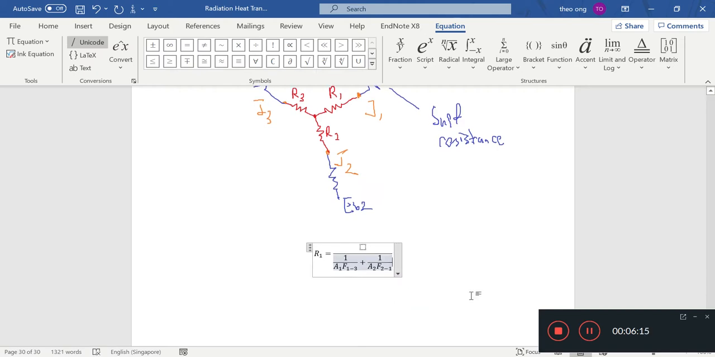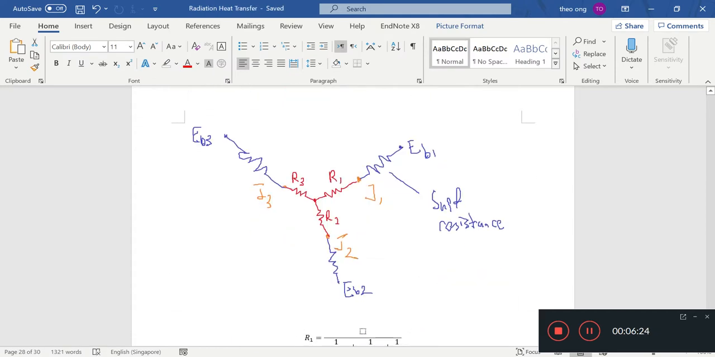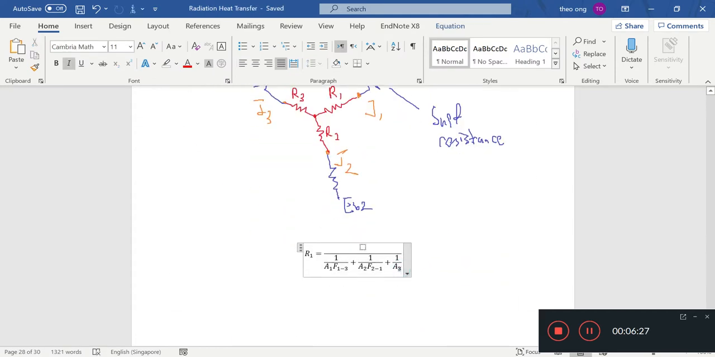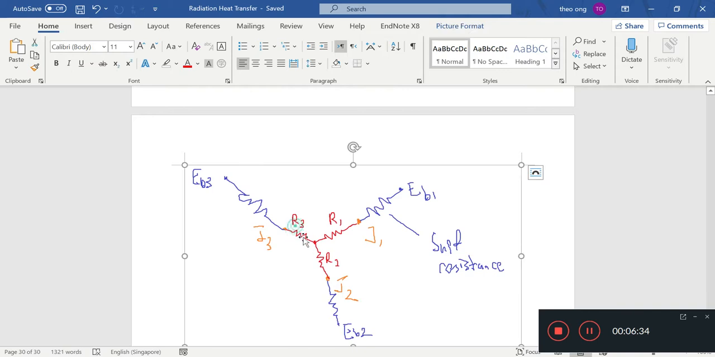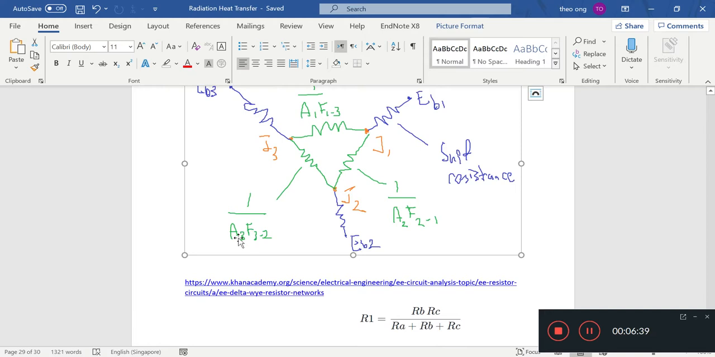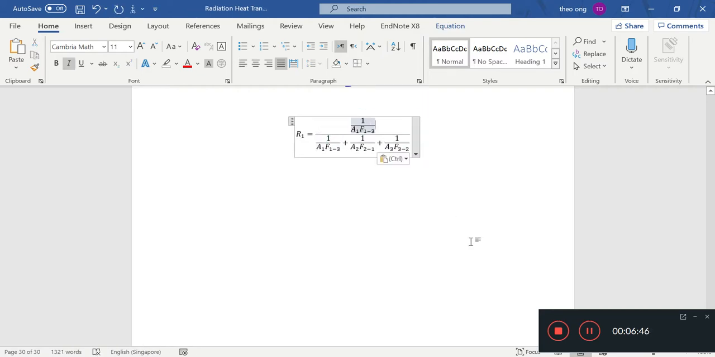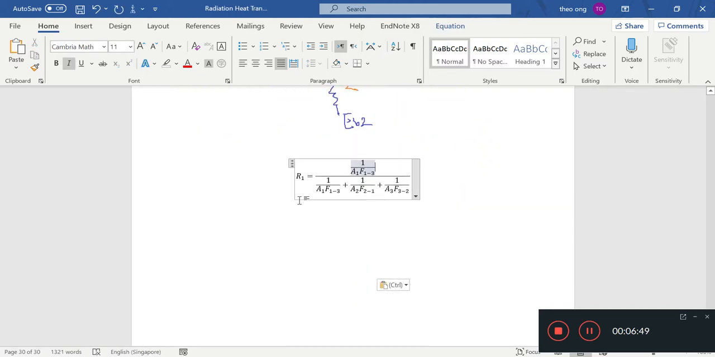So that's the second resistance. The third resistance is 1 over A3 F2 to 3, right? F3 to 2, which is this one. A1 A3 F3 to 2. Alright, so what is R3? On top, you should have these two, 3 to 2 and 1 to 3. So whatever has to do with 3, if you see a number 3 in the... alright, sorry, this should be R3.